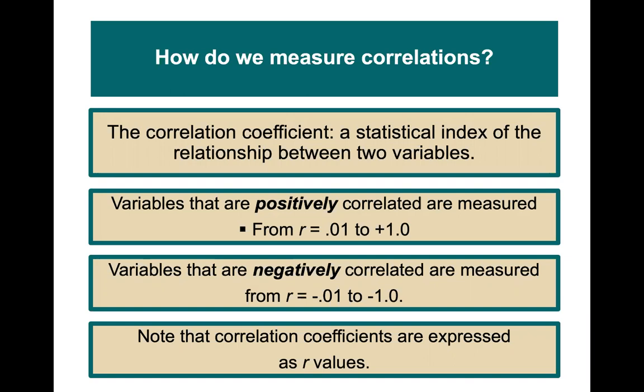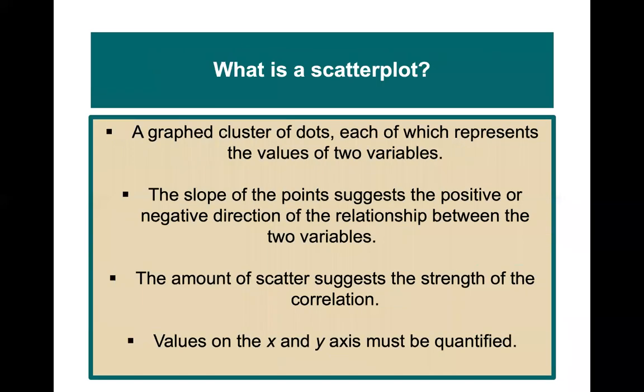Variables that are negatively correlated are measured from r equals negative 0.01 to variables that are perfectly negatively correlated would be negative 1.0. Note that correlation coefficients are expressed as r values. And also note, it's not noted on this slide, but if two variables are not correlated at all, the value would be 0. So what is a scatter plot?